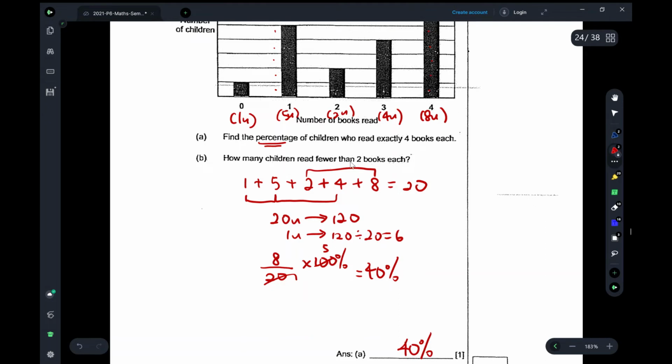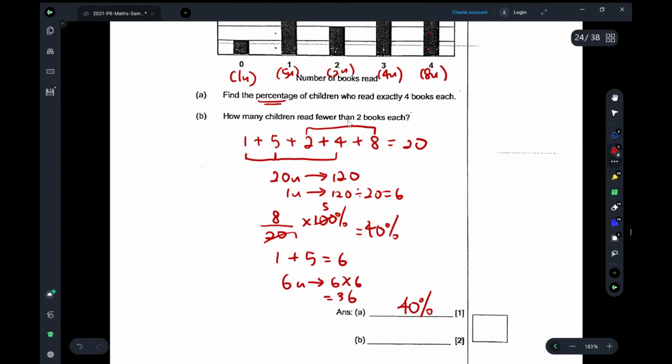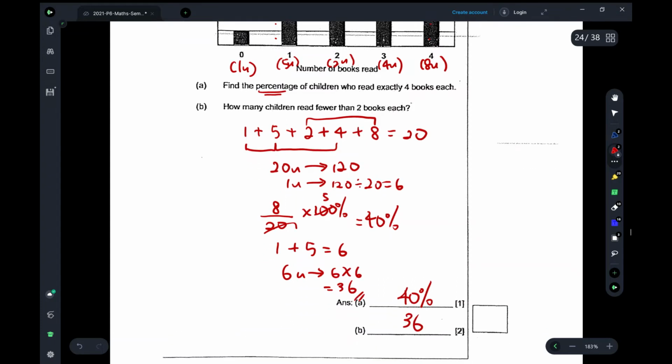How many children read fewer than 2 books each? Fewer than 2 books, which means either they read 1 or they read none. So that will be a total of 6 units. I know 1 unit equals 6, so 6 times 6, that will be 36. Yeah, 36 children read fewer than 2 books each.